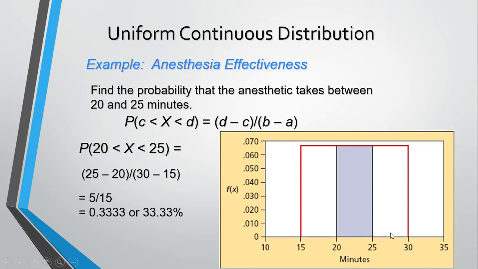And we don't even need a calculation now. We know that the probability that anesthetic will take effect between 15 and 20 minutes is also 33%. Between 25 and 30 minutes, also 33%. What about between 15 and 25 minutes? 33 plus 33, that's 66%, etc. Okay.